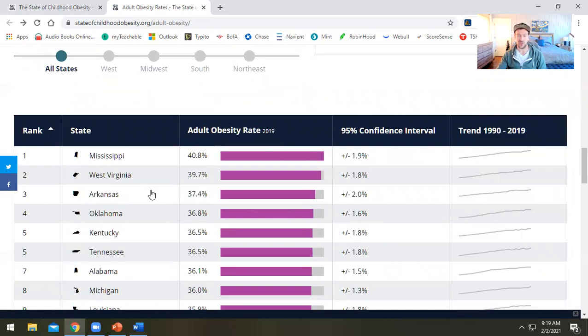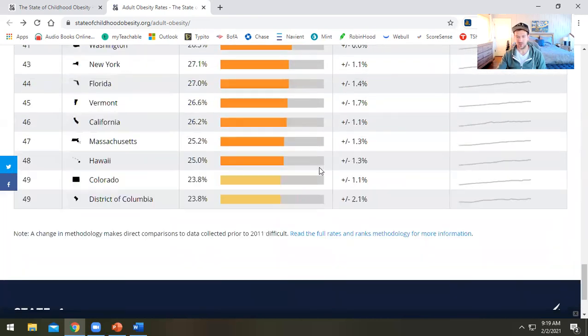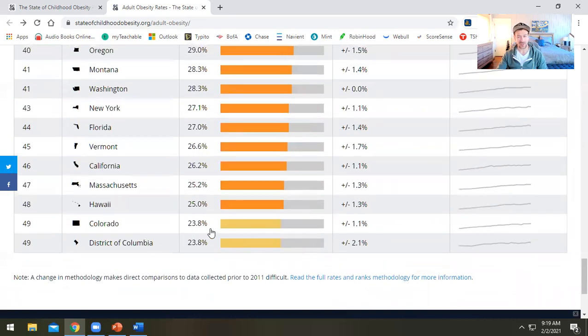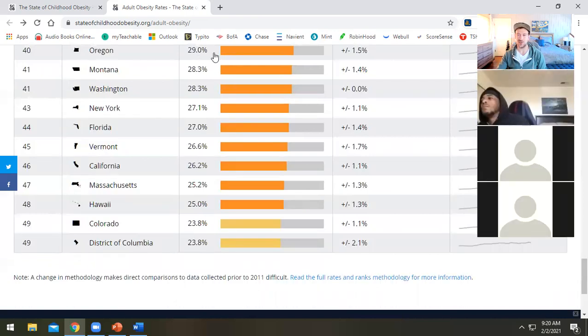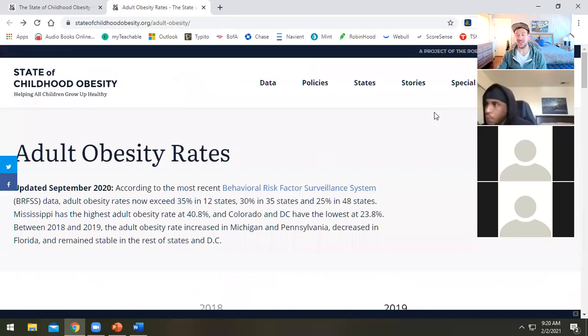Followed by West Virginia, Arkansas, Oklahoma. Scrolling down, and where'd you go, Colorado? I guess District of Columbia is actually tied up with Colorado. That's new. Way to go, DC. And then Hawaii. Man, my Oregon has fallen. I haven't actually looked too much at the 2019 statistics. Oregon used to be third. So those are our obesity statistics, right?